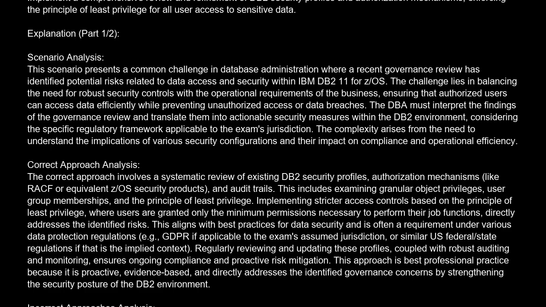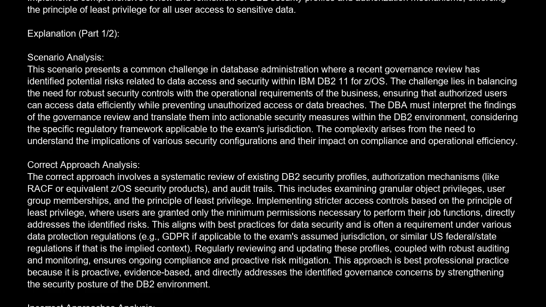Explanation. Scenario analysis. This scenario presents a common challenge in database administration, where a recent governance review has identified potential risks related to data access and security within IBM DB2 for z/OS. The challenge lies in balancing the need for robust security controls with the operational requirements of the business, ensuring that authorized users can access data efficiently while preventing unauthorized access or data breaches.